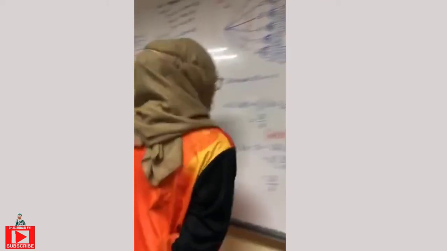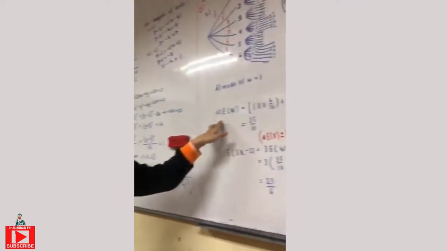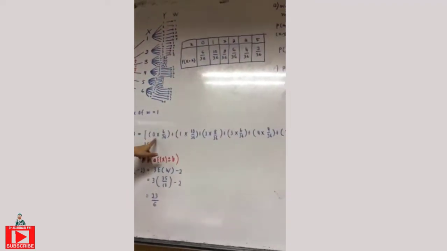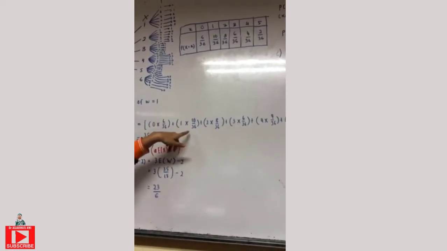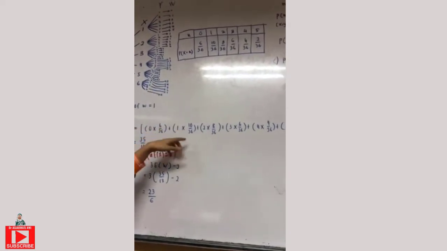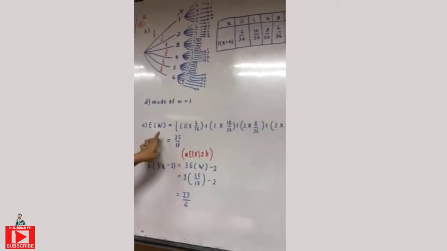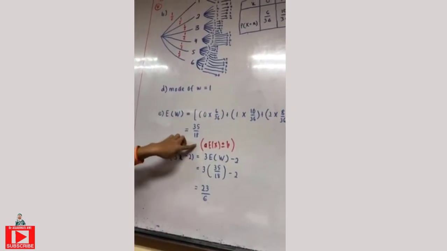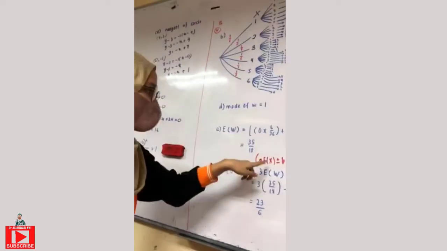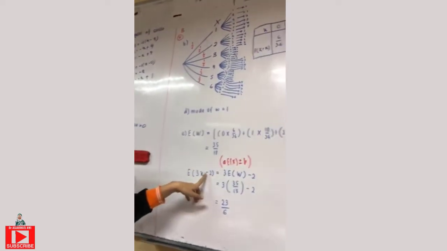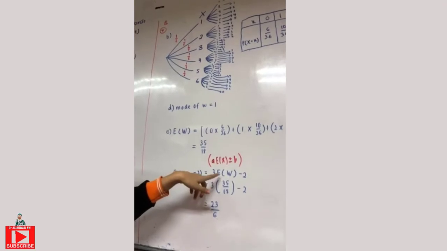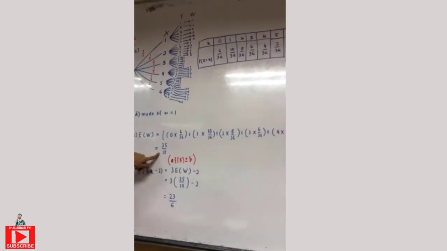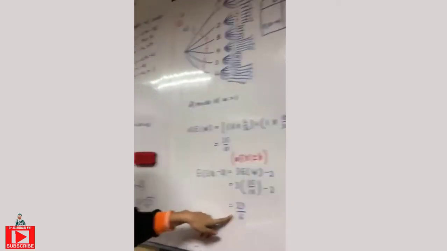Untuk yang soalan E, dia minta cari EW. Cara nak cari EW, X kena darab dengan probability. So 0 darab 6/36 tambah 1 darab 10/36. Teruskan dapat 35/18. Lepas tu dia suruh cari E(3X tolak 2). Yang ni guna formula properties E(aX tambah atau tolak b). So kalau yang ni tolak, kita guna formula 3 EW tolak 2. Masukkan nilai EW yang kita dah cari 35/18 dapat 23/6.